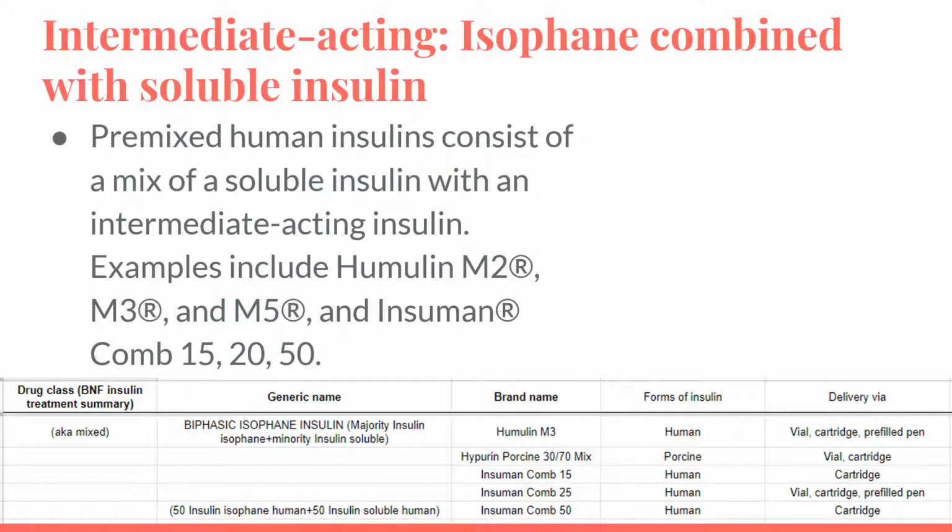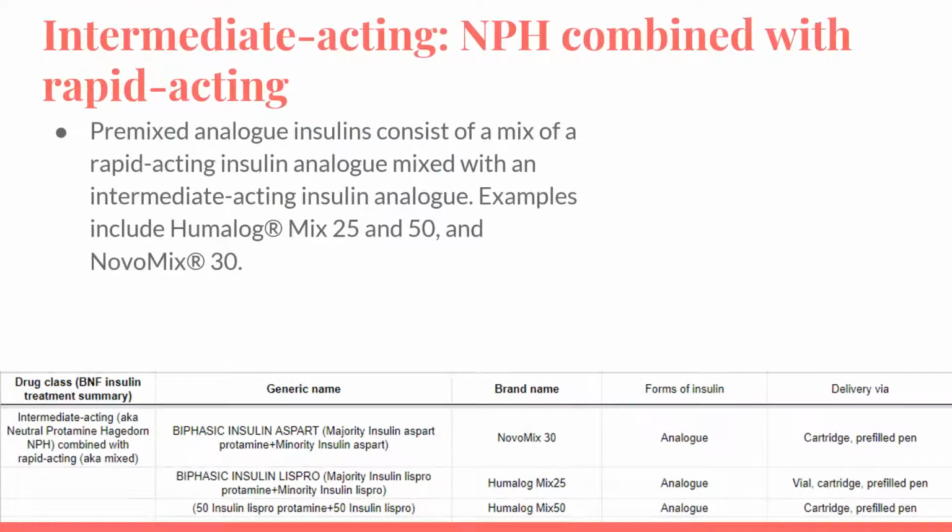Premixed human insulin consists of a mix of soluble insulin with an intermediate-acting insulin. Examples include Humulin M2, M3, and M5, and Insuman Comb 15, 25, and 50. Premixed analog insulins consist of a mix of a rapid-acting insulin analog with an intermediate-acting insulin analog. Examples include Humalog Mix 25 and 50 and NovoMix 30.